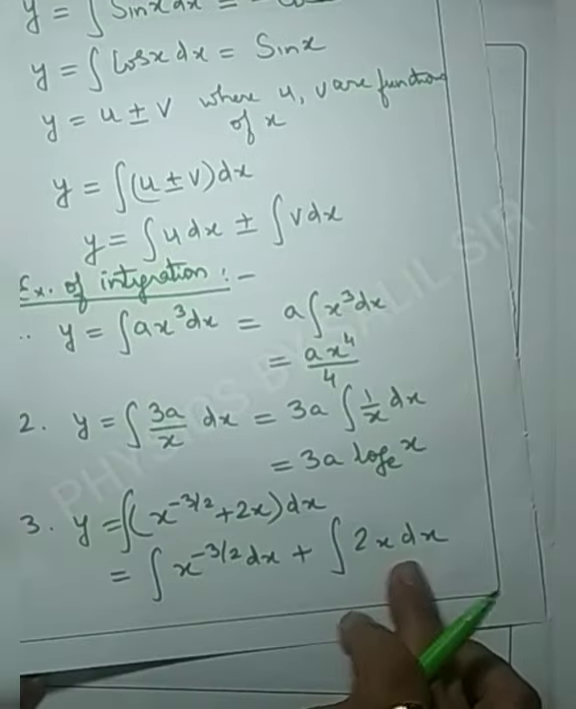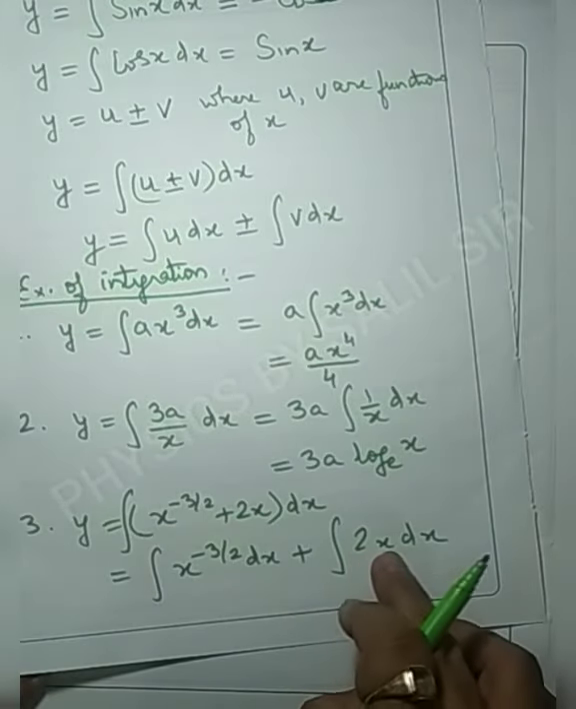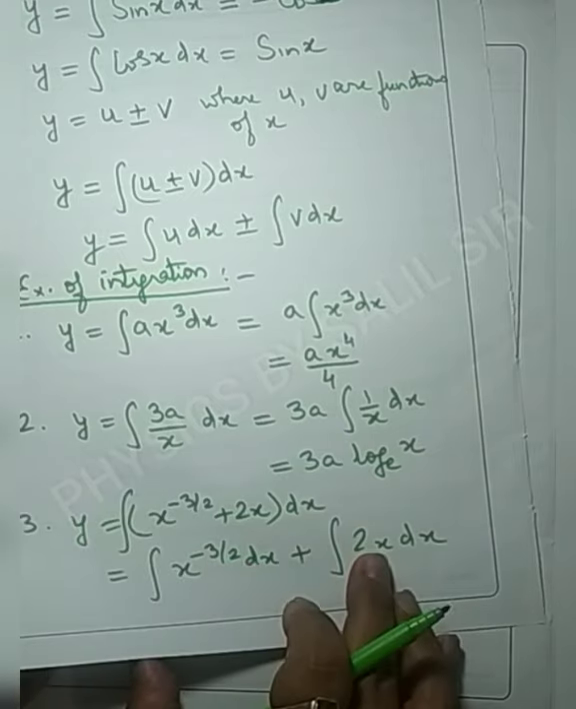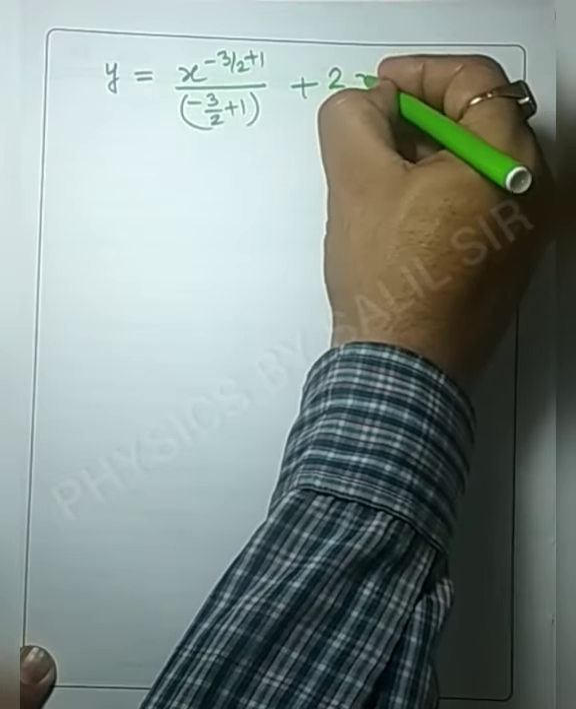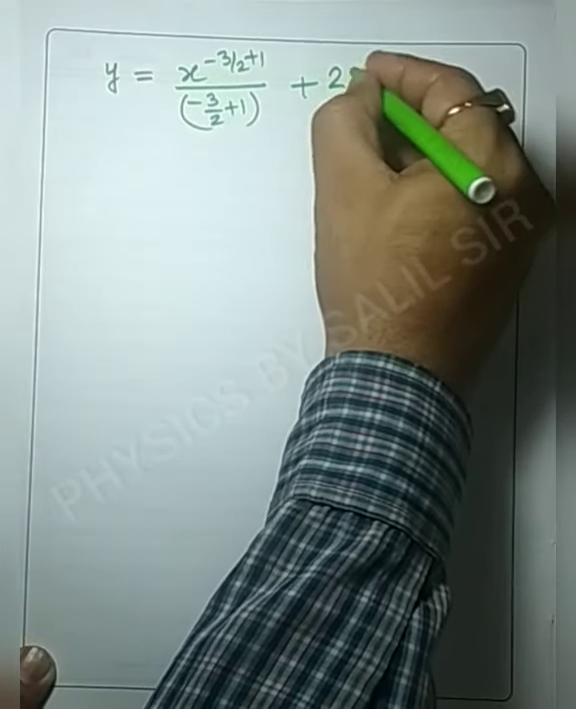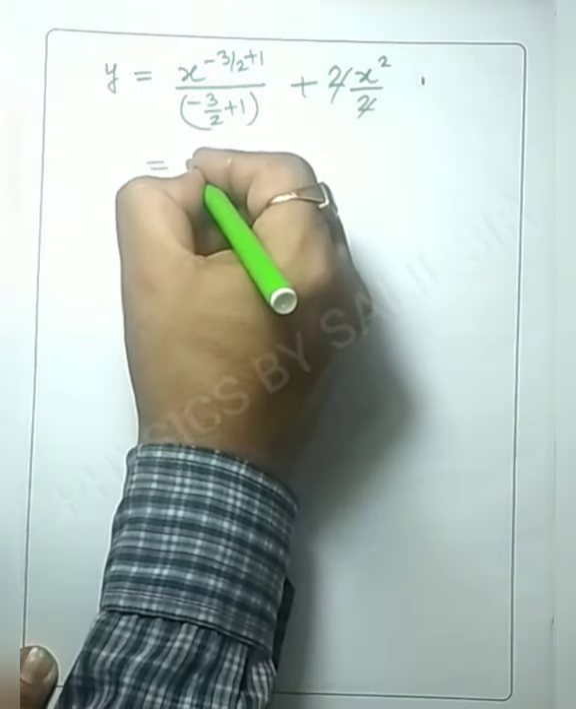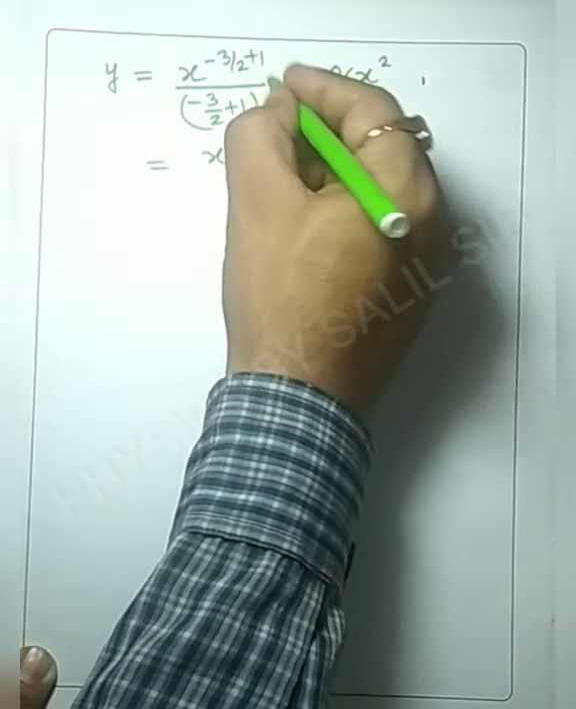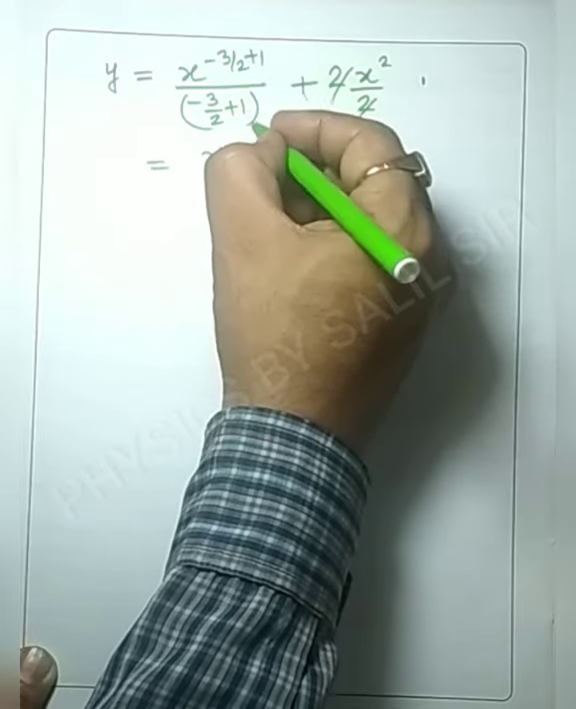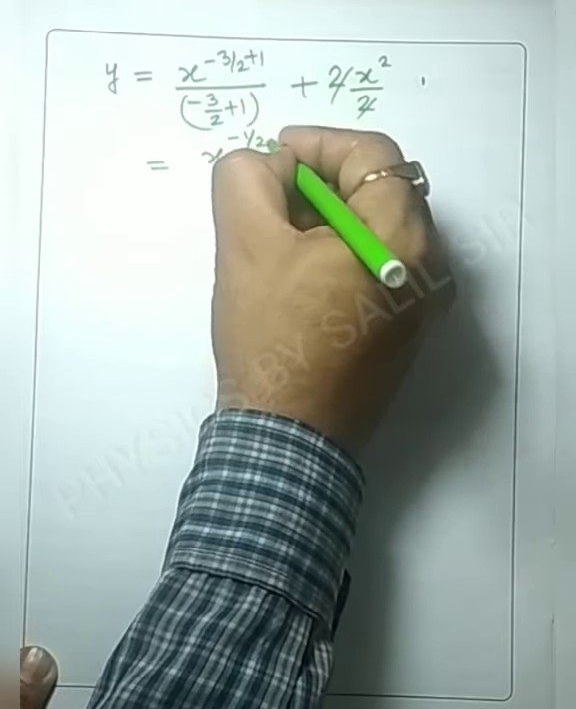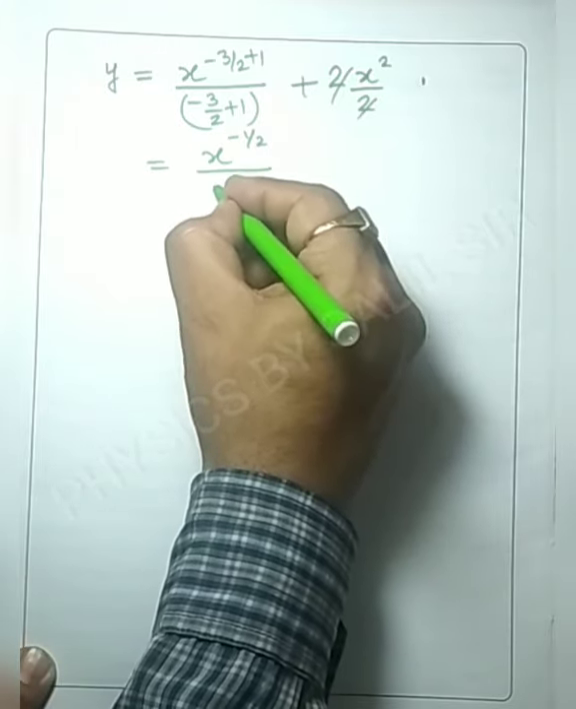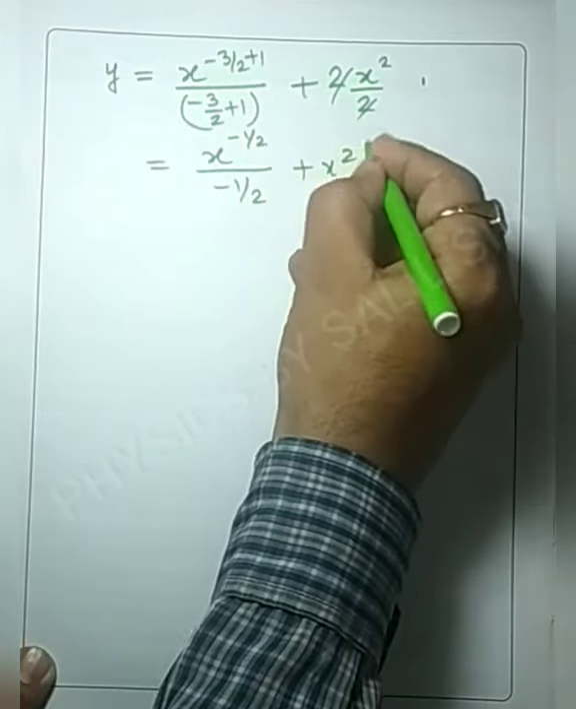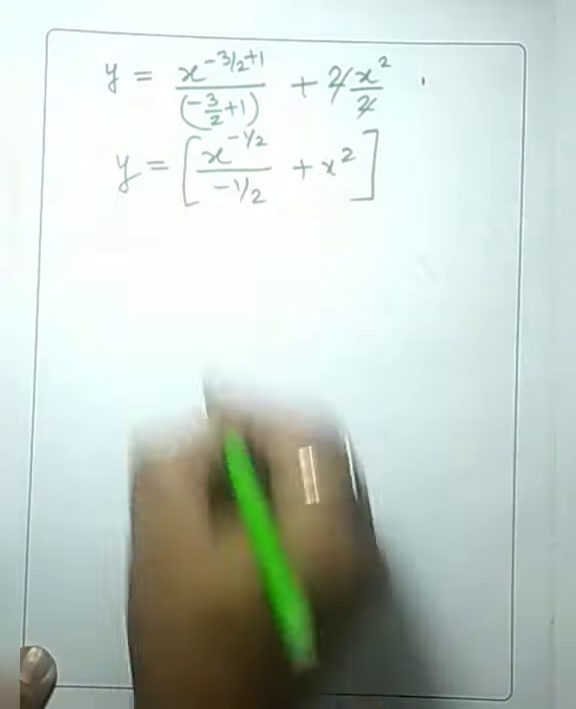For the second part, 2 will come out of the integration sign. The integration of x dx will be, the integration sign removed, x to the power 1 plus 1 upon 1 plus 1, because the power of x is 1. So it will be 2x square upon 2. The 2 gets cancelled, and finally what will we get? It will be x to the power, take the LCM, 2 will be the LCM, so this will be minus 1 by 2 upon minus 1 by 2, plus x square. This will be your answer.